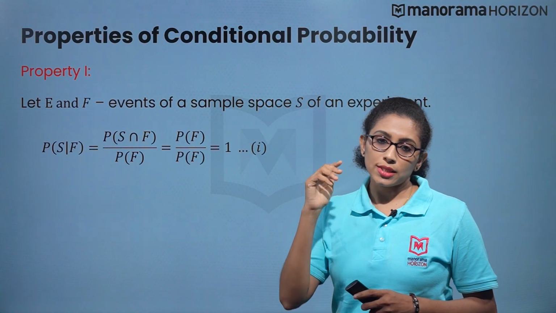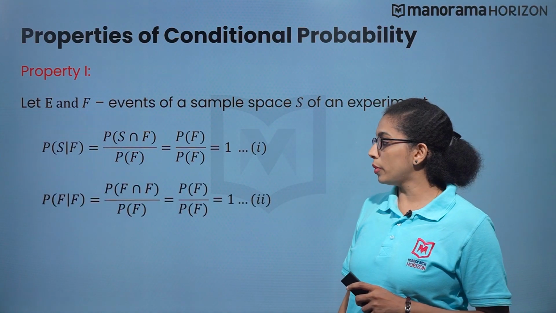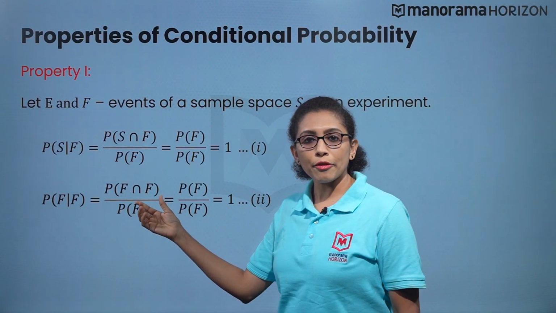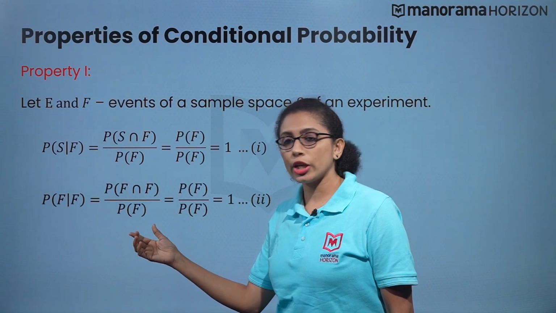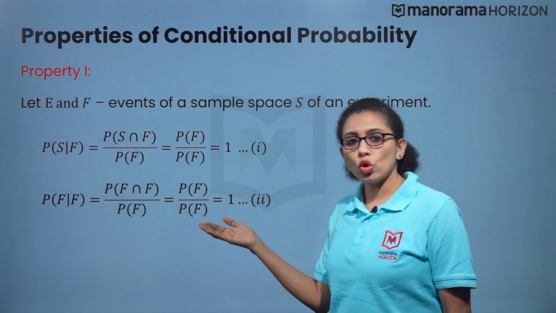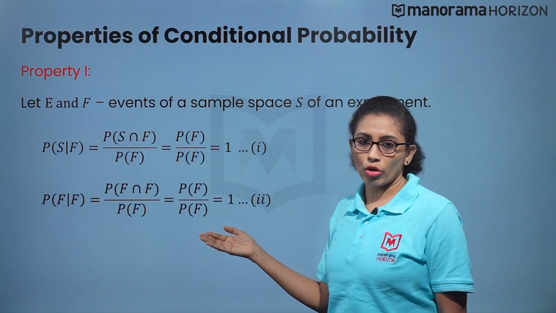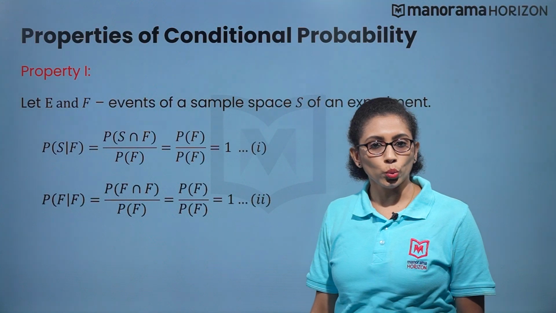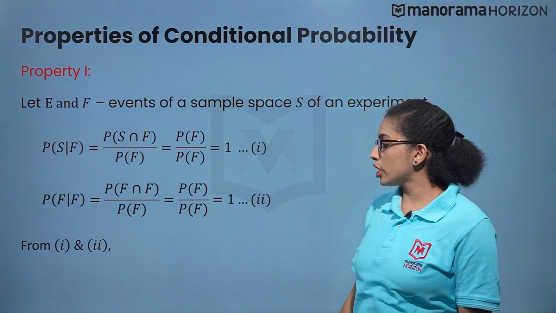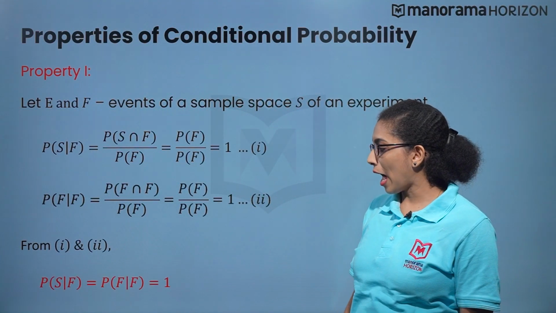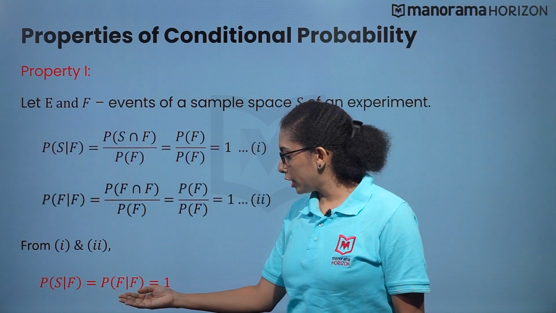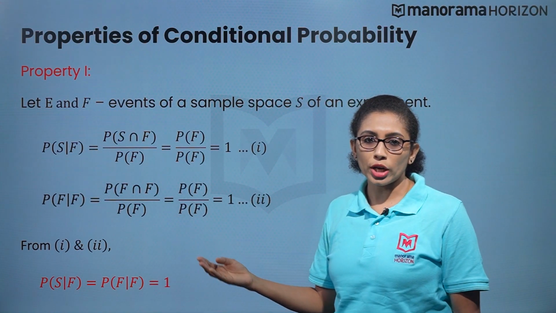Mark this equation as number 1. Similarly, probability of F given F, which is nothing but probability of F intersection F upon probability of F, is equal to probability of F by probability of F, which is equal to 1. Mark it as equation number 2. Now, from equation 1 and 2, we have probability of S given F is equal to probability of F given F, which is equal to 1. Now comes the second property.